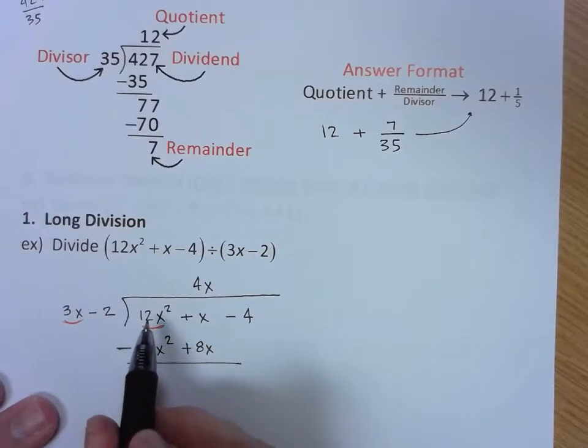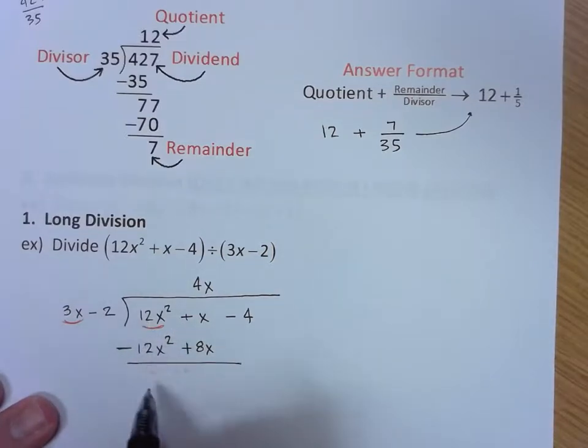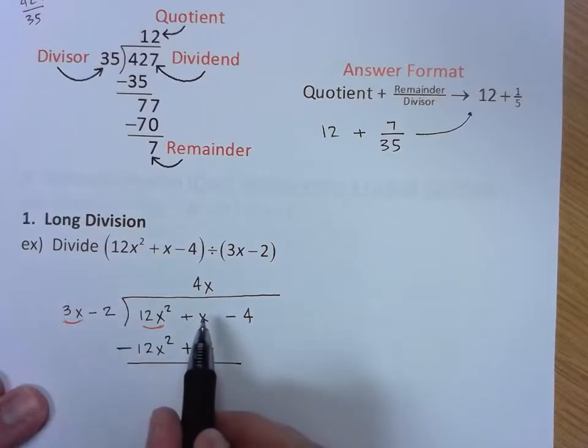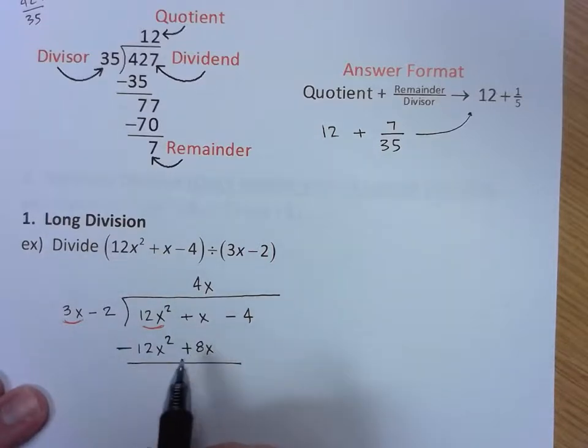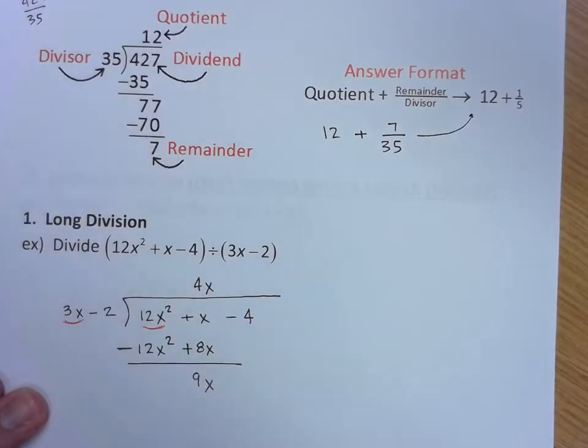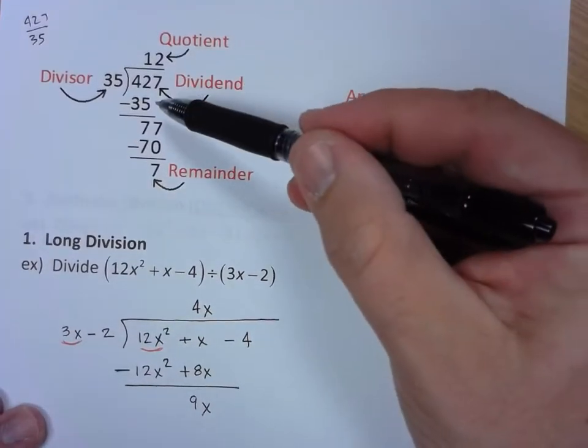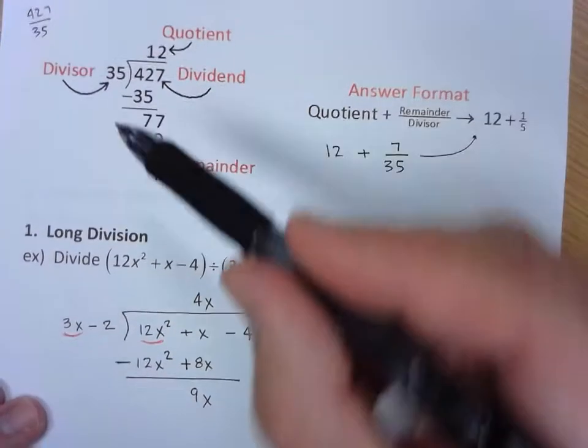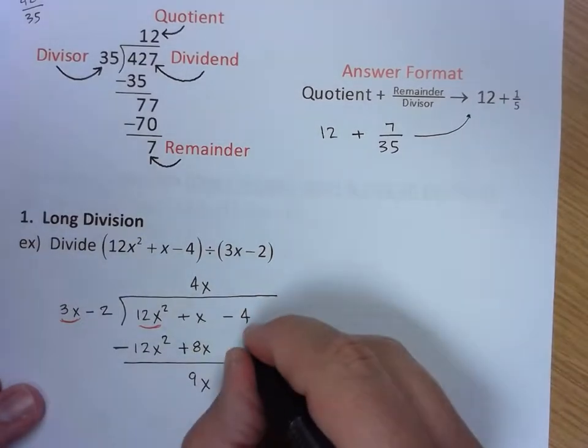So 12x squared minus 12x squared is 0. This should always be 0 if you've set it up correctly. x plus 8x, you've already changed that sign, so subtracting negative 8 is adding positive 8x. Those should add up to a 9x. And then, just like up here, you're at the point where you bring down the 7. Now we're at the point where we bring down that negative 4.